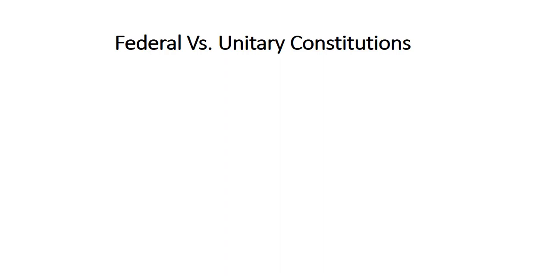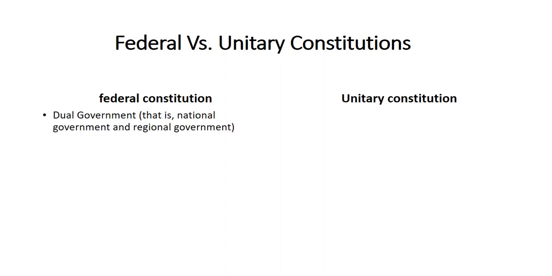The fourth classification of constitution is federal versus unitary constitution. A federal constitution involves dual government, that is the national government and the regional government, the central government and the peripheral government. In unitary constitutions, there is a single political power. In other words, most of the political power resides in the center, 90% of it.